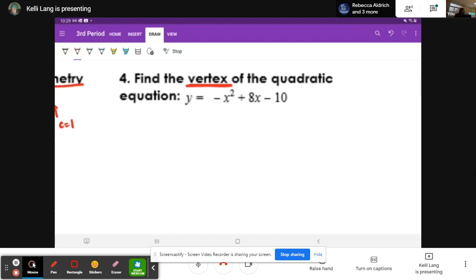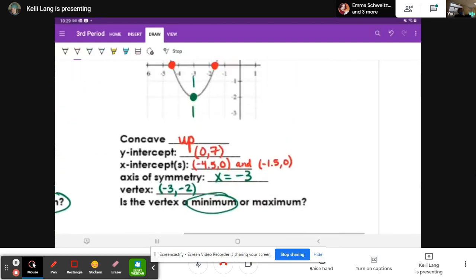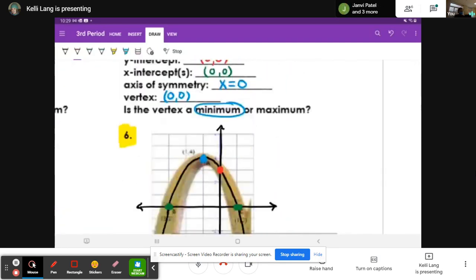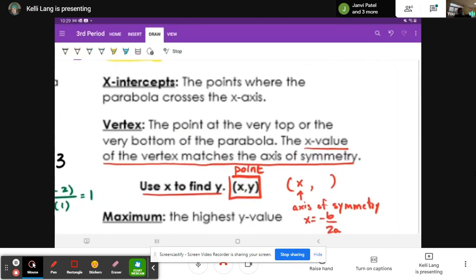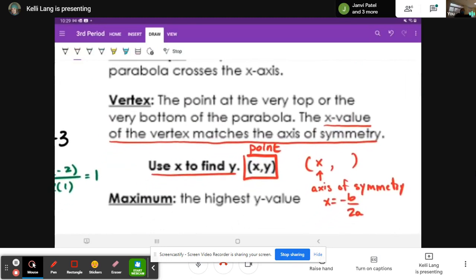In our packet? Yeah. What page of the packet? The first page. Let's flip to Monday and read the definition of the vertex. What does it say? Our vertex is the point at the very top or the very bottom of the parabola. Okay, that's a definition, but that doesn't help us find it.